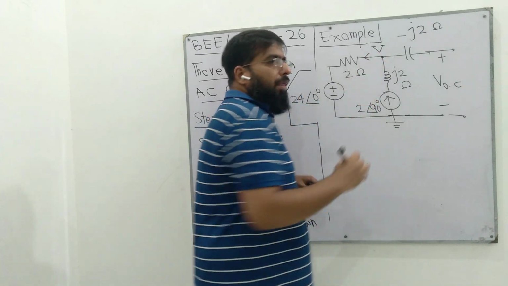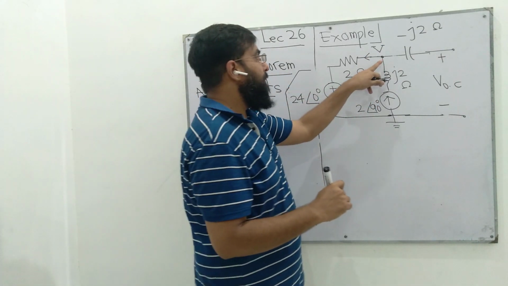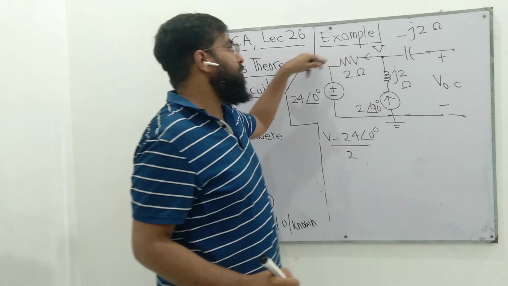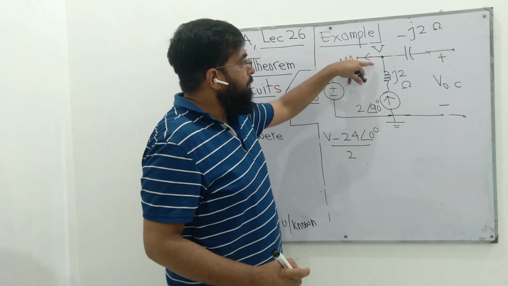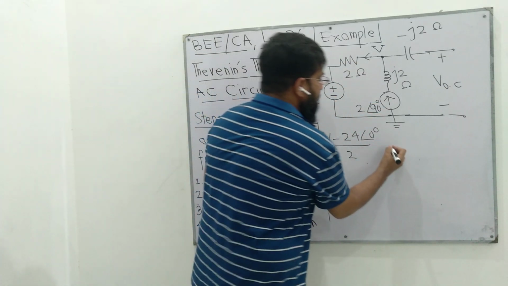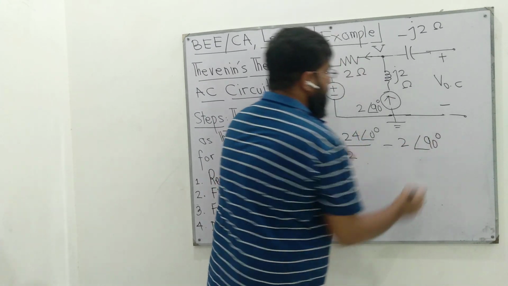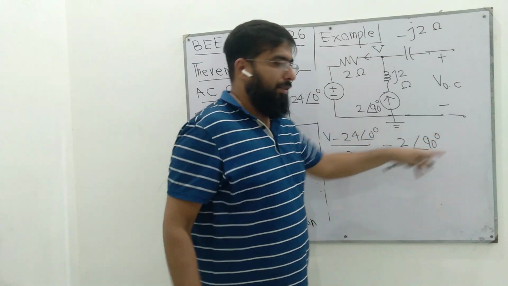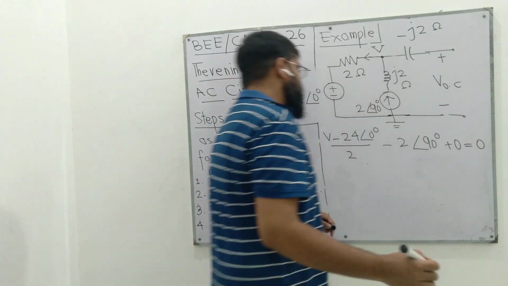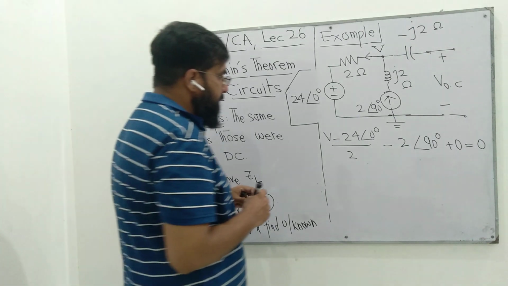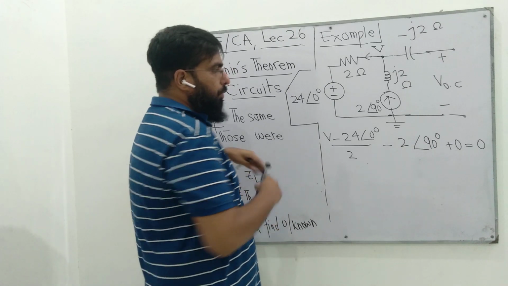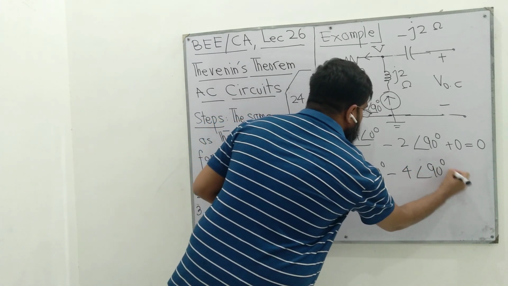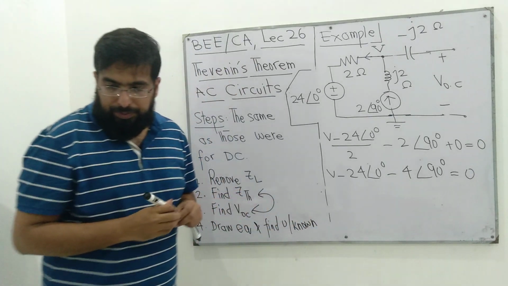If we do not know the exact direction of current, we'll assume it to be moving away from the node. V minus 24 at an angle of 0 divided by 2 is the current that moves in this branch away from this node. And since this has a current source, we have to take it exactly as it is, but this is minus 2 at an angle of 90 because it is entering, and we have already studied that all entering currents are taken as negative. In this part we don't have any current because the other side is open, so we have 0 current here, and then it becomes equal to 0. So we can multiply the whole equation by 2. This is V minus 24 at an angle of 0 minus 2 times 2, which is 4 at an angle of 90, equal to 0.